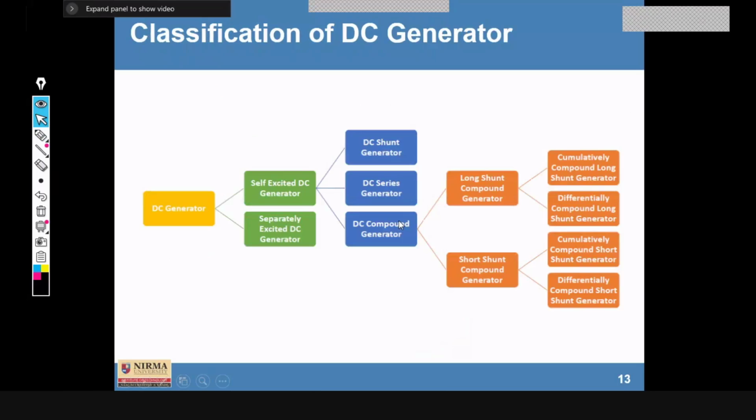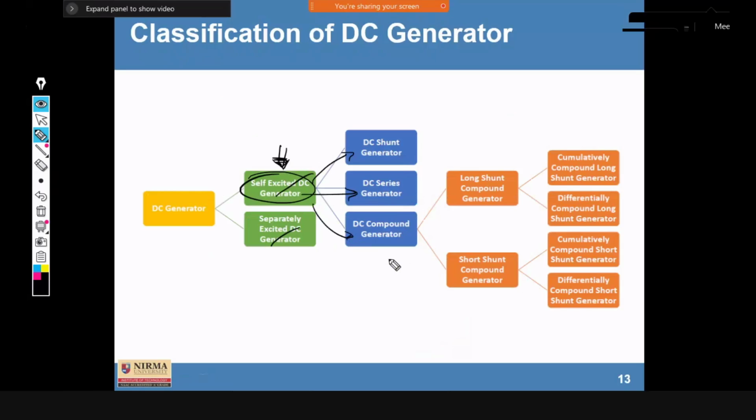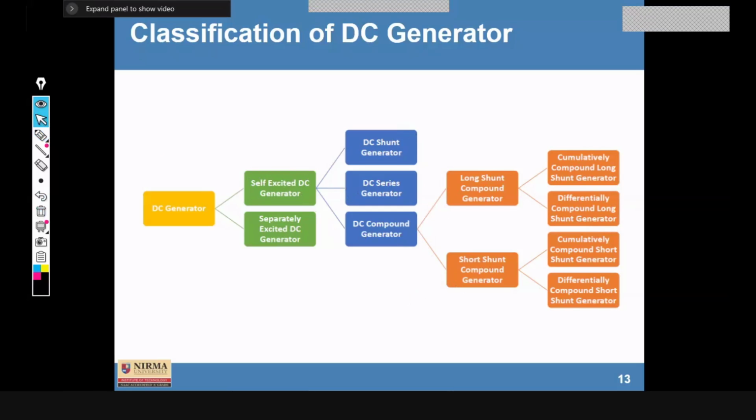Then let us discuss the classification of DC generators. As per the connection, there are self-excited and separately excited DC generators. Most of the generators are classified as self-excited generators, which are of different types: DC shunt generator, DC series generator, and DC compound generator. And again, compound generators are classified into 2 different categories. One is the long shunt compound generator, and another is the short shunt compound generator. According to the various applications, these various generators are classified. So let us see one by one, and then we will discuss.